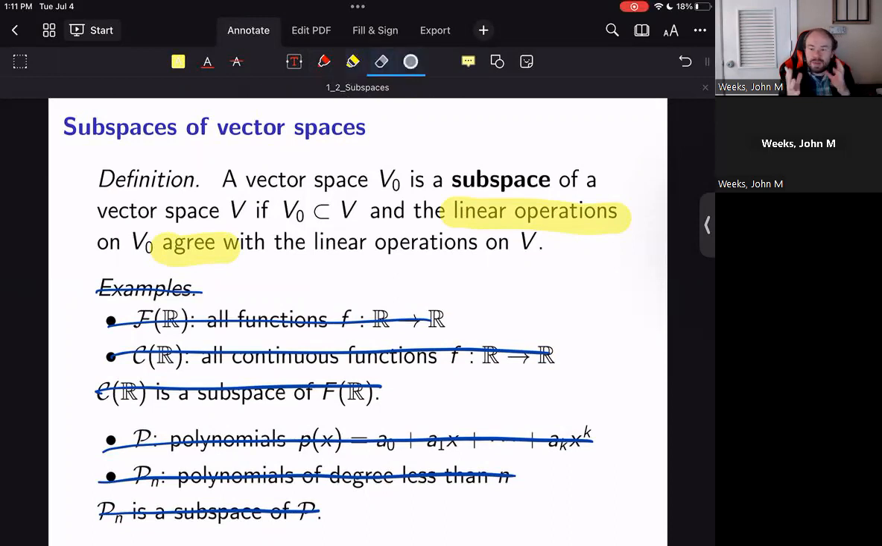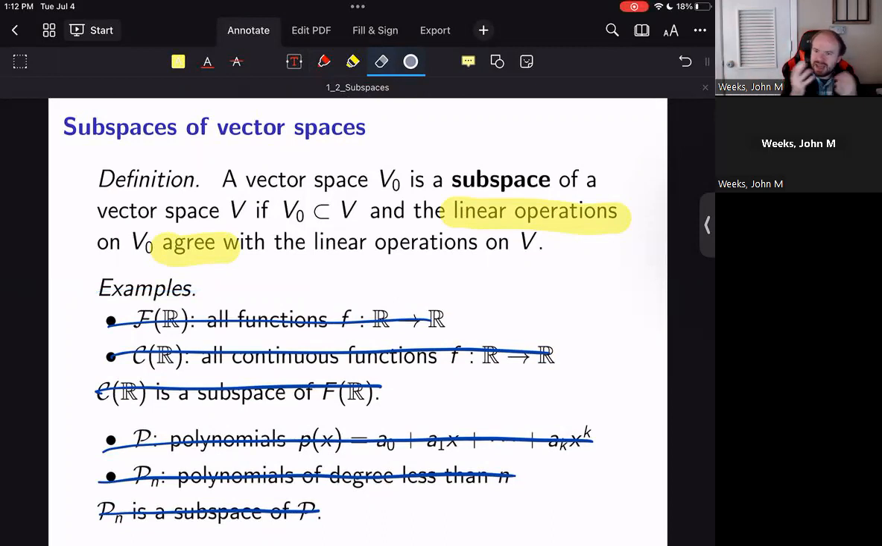So that's what is going to be the separation here: we've had some things that are subspaces, quote unquote, but don't have the same linear operations. So we're not going to call them subspaces. They are just vector spaces in their own right. They do not get the same operations as their parent spaces, if you will.